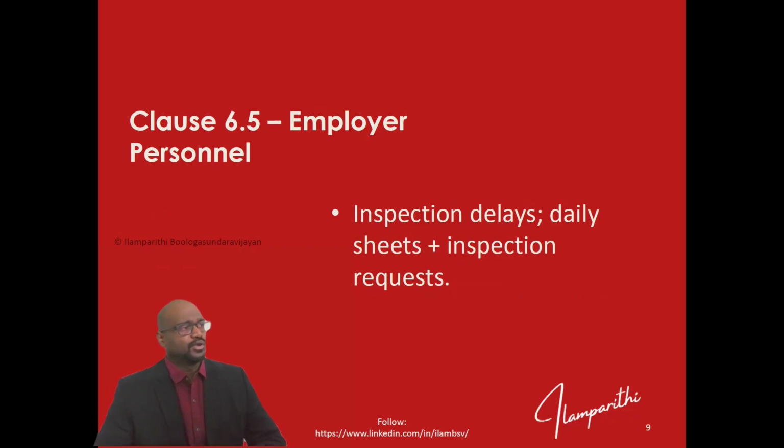Class 6.5, employer personnel. So delays by the employer personnel, for example inspection delays. You might have given the request for inspection, but the employer personnel is delaying. So record that we have submitted the inspection request on so-and-so date, but we have not received any response from the employer side. Similarly, it goes for other employer interfaces or employer approvals required.